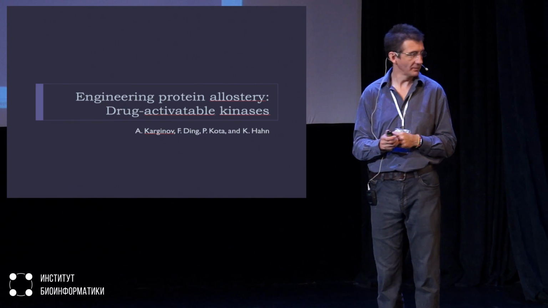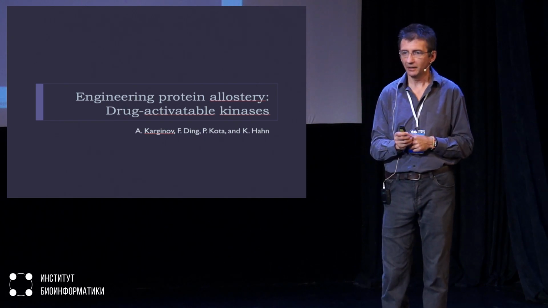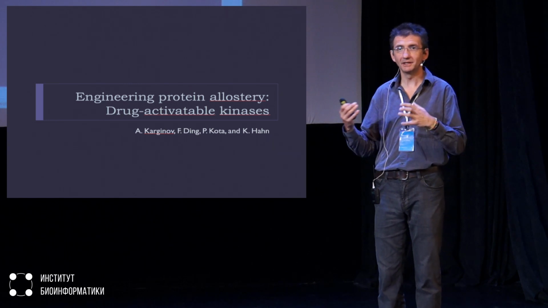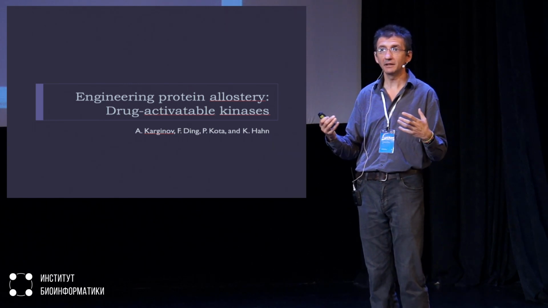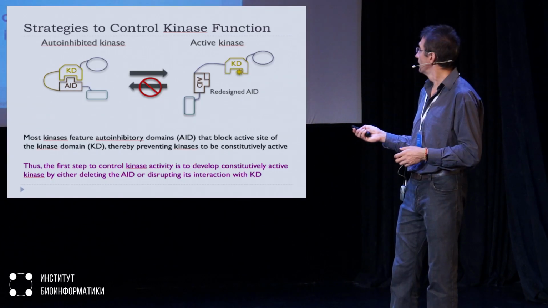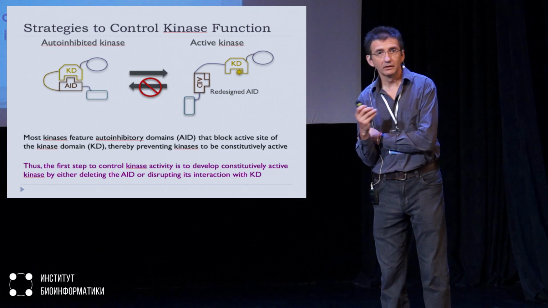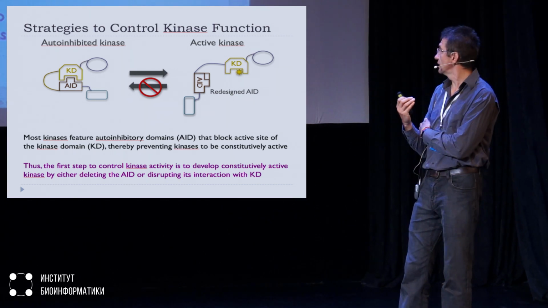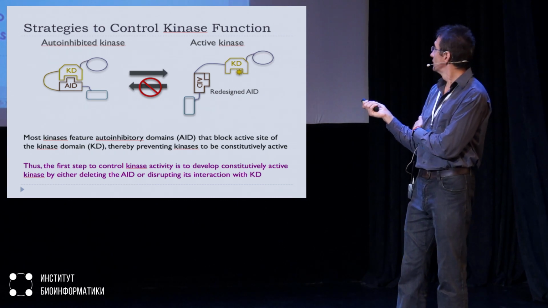All right. Let's switch gears to something much more exciting, namely engineering protein allostery, how we can not just detect allostery, but actually make use of it for controlling proteins. And I'll describe a story of kinases. Kinases are very important molecules that exist in two states.